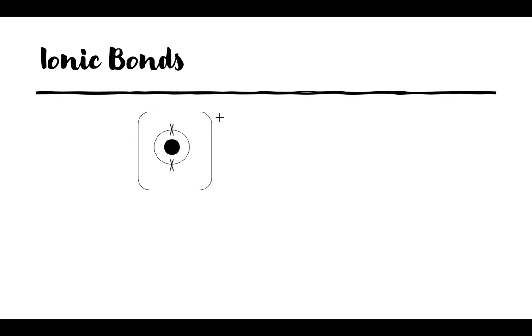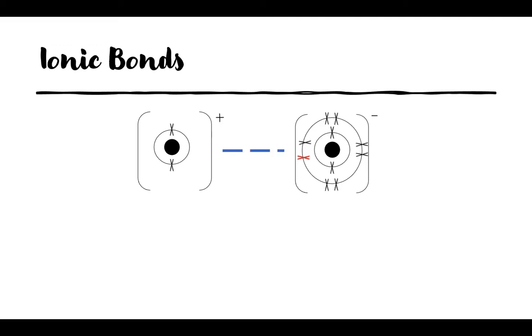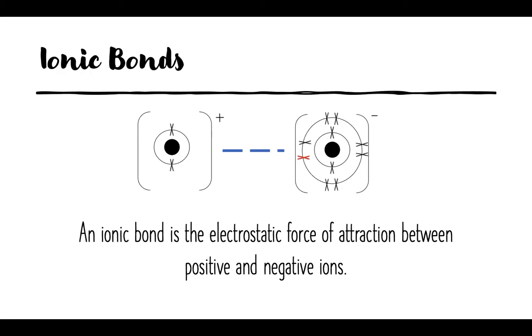So we have our positive lithium and our negative fluorine. Now, positive and negative are opposite charges, and opposite charges attract each other. So when lithium gives up its outer electron to fluorine, it becomes a positive ion, and fluorine accepting that electron becomes a negative ion. These oppositely charged ions become attracted to each other, and it is that attraction which is the ionic bond.